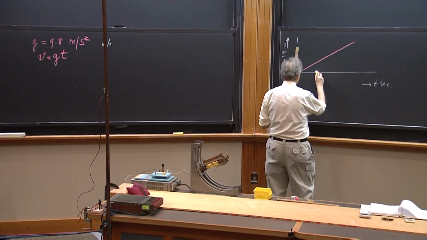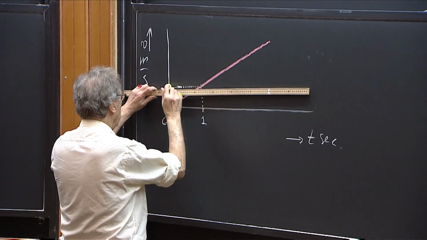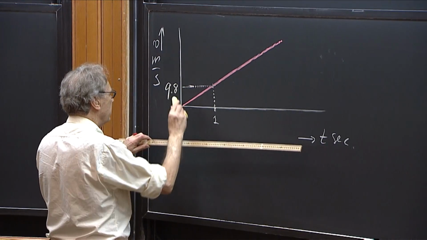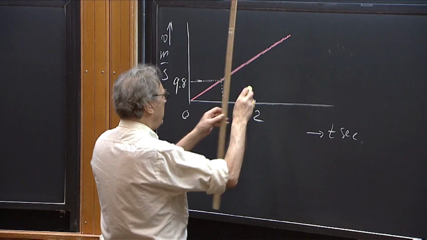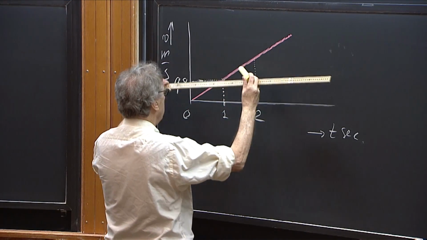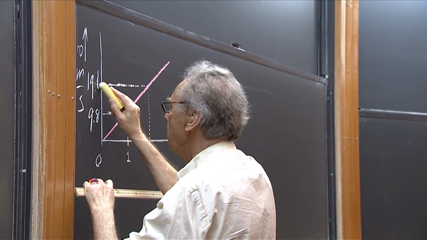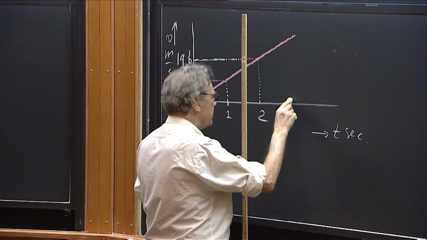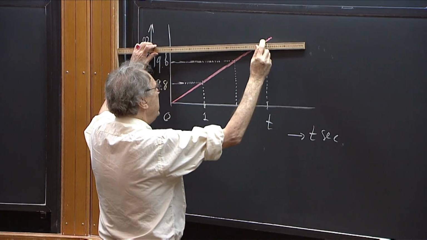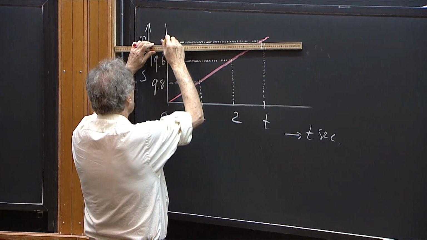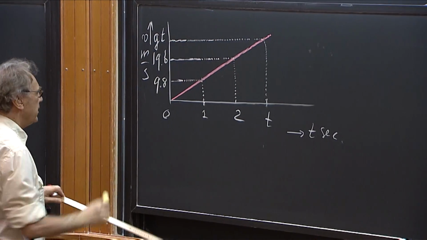So after 1 second, the speed is 9.8 meters per second, and after 2 seconds, the speed is twice that. The speed doubles. It's going to be 19.6, and so on. After t seconds, a random number t, the speed of that object falling down will be gt, because v equals gt.